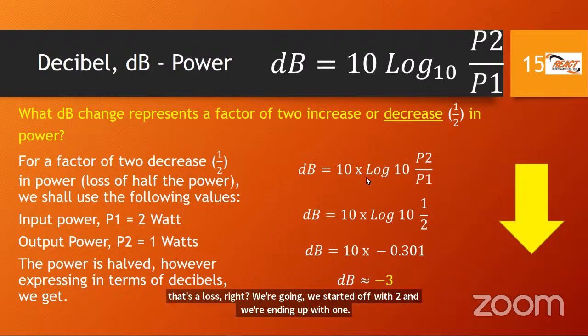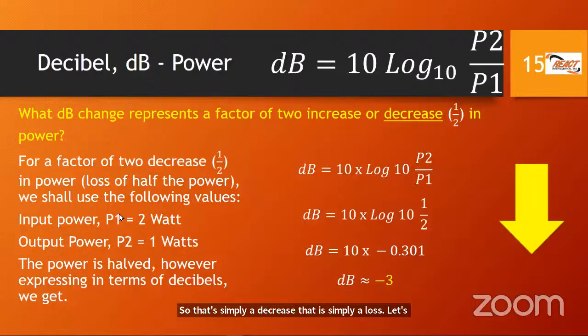Let's see what happens when we use our trusty formula and plug in those values for P1 and P2. P1, remember, is the input power and P2 is the output power. So the input power is 2 watts and the output power is 1 watt. We're halving the power, so let's see what the dB works out to. Again, the same formula: dB is equal to 10 multiplied by log to base 10 of P2 over P1. P2 is 1 watt because that's the output power, and P1 is 2 watts because that's the input power. So we get a half, or 1 over 2, or 0.5.